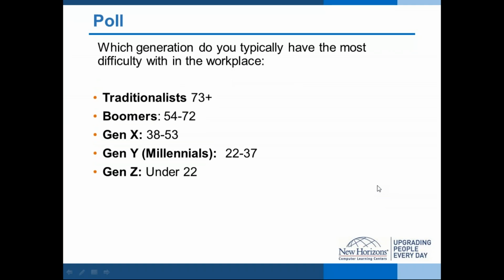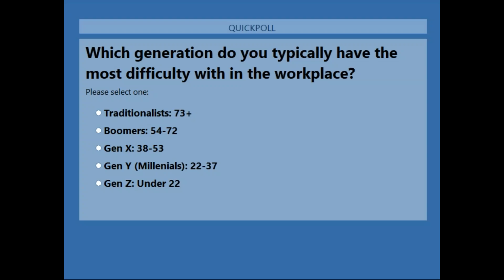All right, we're going to do one more poll. Which generation do you typically have the most difficulty with in the workplace? Most difficulty with traditionalists, ages 73 and up, boomers, 54 to 72, Gen X, ages 38 to 53, Gen Y, ages 22 to 37, or Gen Z under the age of 22. And please remember your response because we're going to be coming back to this towards the end of the presentation.